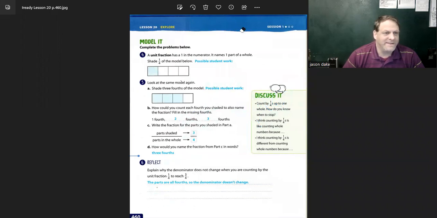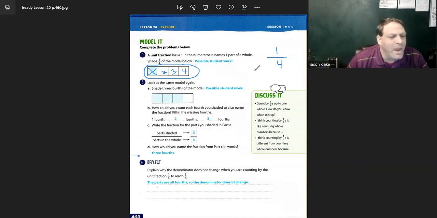Next slide. Complete the problems below. Now we're working on our own. Number 4, a unit fraction has 1 in the numerator, and it names one part of a whole. Shade 1/4. 4 is in the denominator. How do we know this? We shaded 1, and then that was our 1, 2, 3, and 4. So this would be in our numerator. This whole thing would be in our denominator.